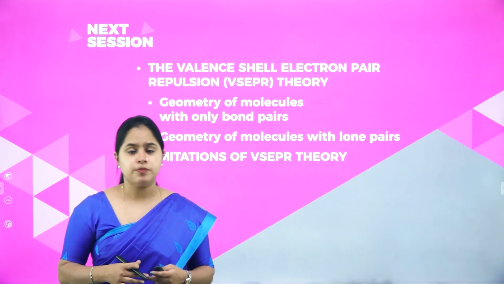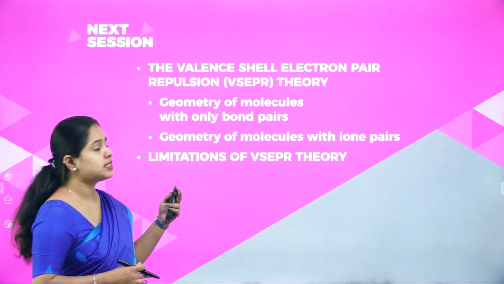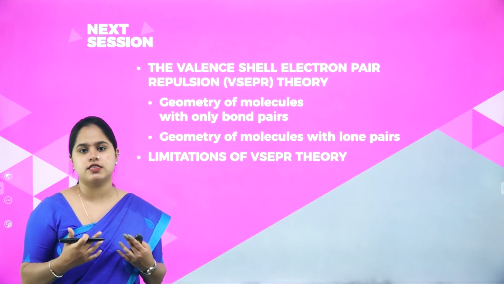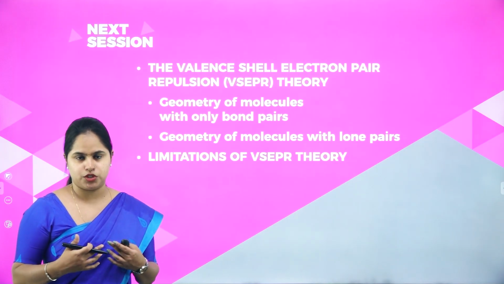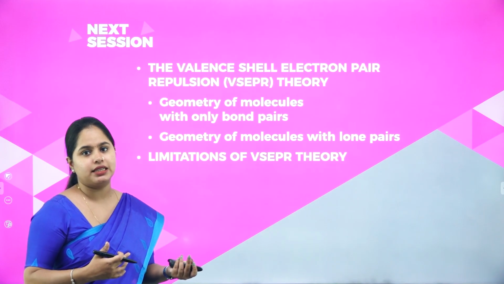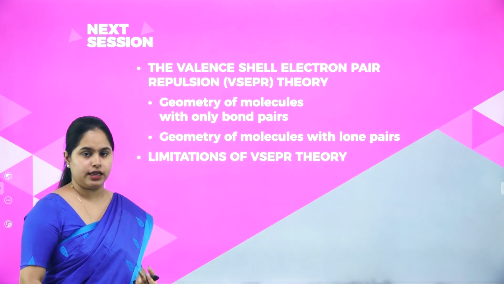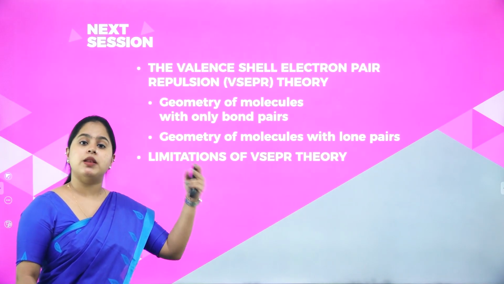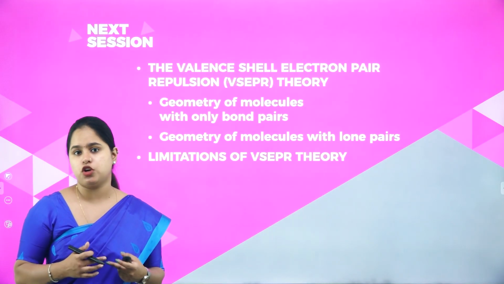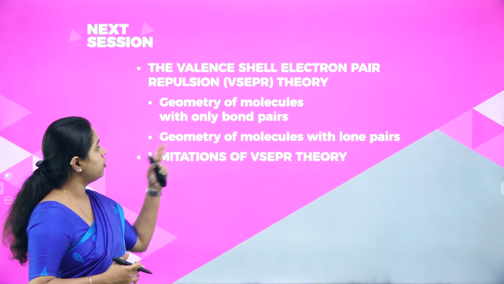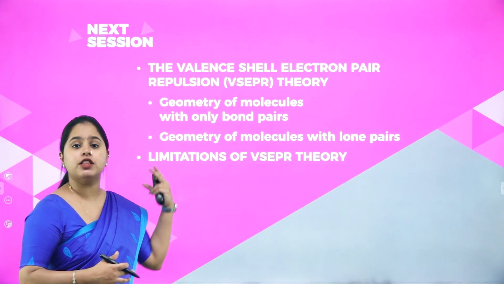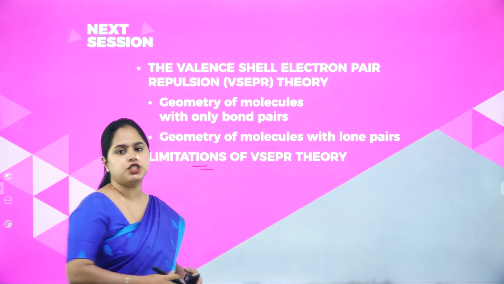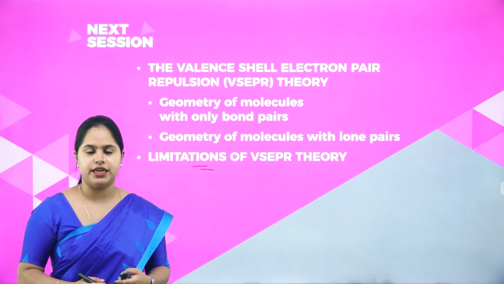So I hope it is clear. In the next session, we will be discussing the next theory on chemical bonding. We started this discussion with the Kossel-Lewis approach, right? Now the next one we will be studying in the next session is VSEPR theory, that is valence shell electron pair repulsion theory, wherein we'll be studying in detail about the shapes of the molecules, right? So the geometry of molecules with only bond pairs and with lone pairs also we will be studying, as well as the limitations of VSEPR theory.